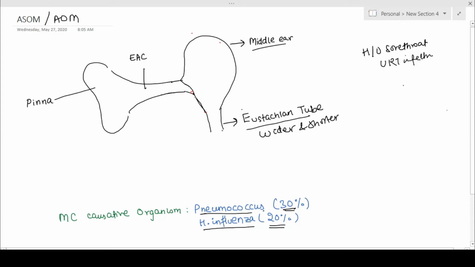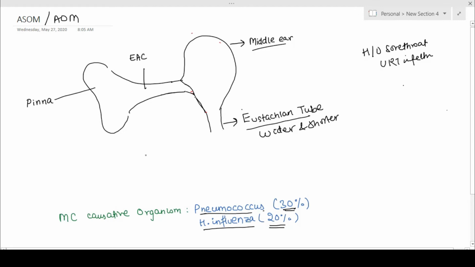Now, the patient usually presents to the clinic or OPD and says they have been suffering from sore throat, from upper respiratory tract infection for about 7 days, and now suddenly they have earache, they can't hear properly, and they have severe fever. Now these all point towards ASOM.